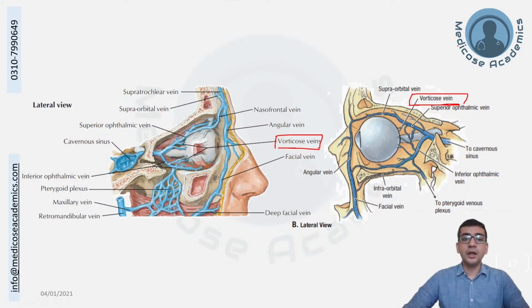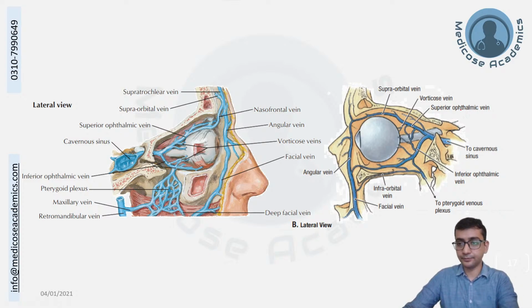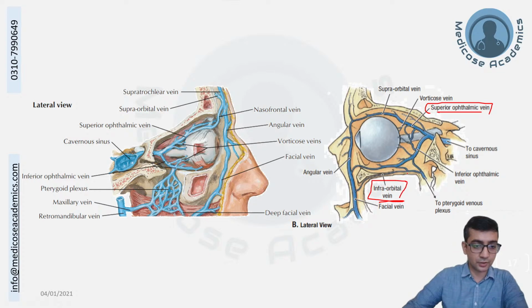They are draining into two sets of veins, one on the upper aspect of the eyeball and one on the lower aspect of the eyeball, that are known as the superior ophthalmic vein and the inferior ophthalmic vein respectively. They're sometimes called the superior orbital and inferior orbital veins also.